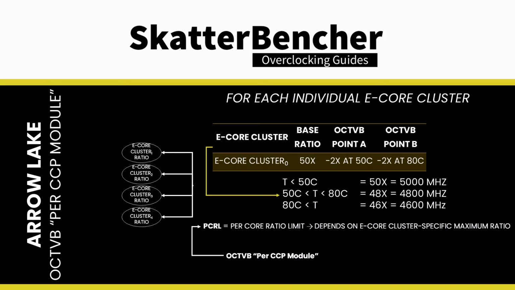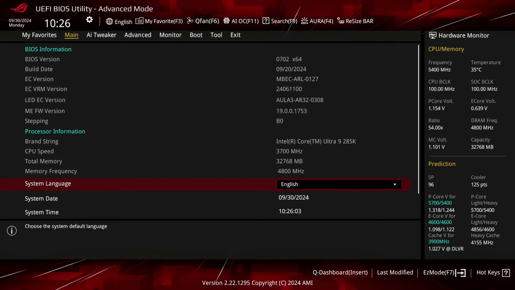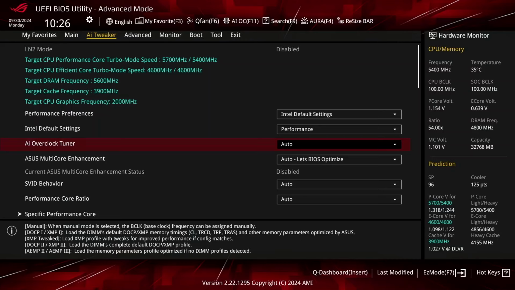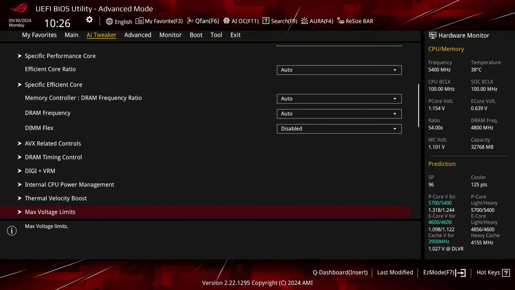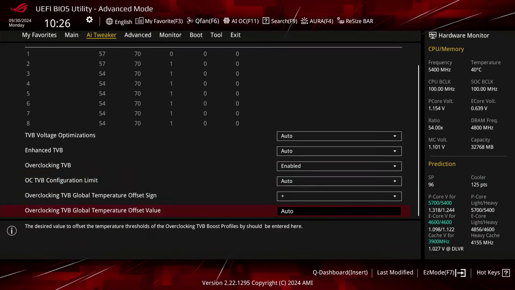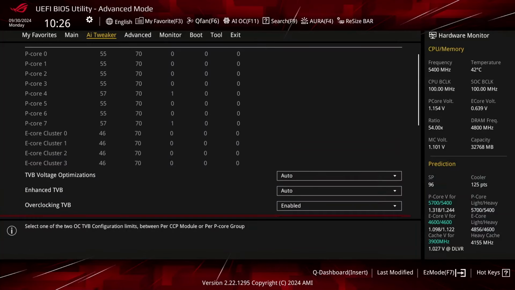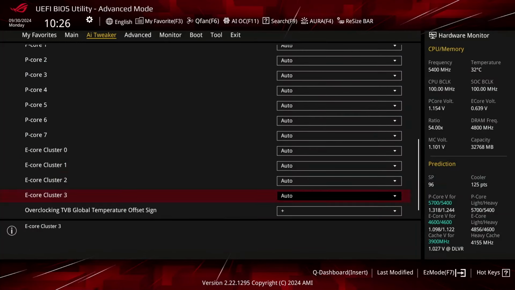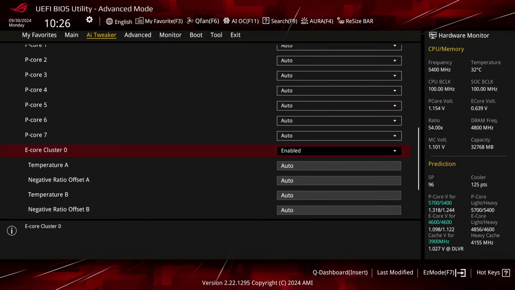One last important thing to mention is that, for now at least, the temperature point is 5 degrees off. By that, I mean that if you set the OCTVB point to 55 degrees Celsius, it actually kicks in at 60 degrees Celsius. In the ASUS ROG BIOS, you can configure the overclocking thermal velocity boost per CCP module via the AI Tweaker thermal velocity boost submenu by first enabling overclocking TVB and then setting OCTVB configuration limit to per CCD module.